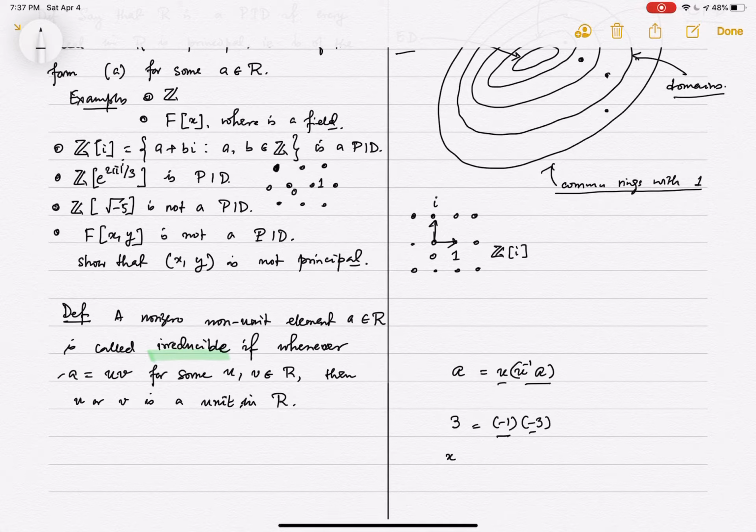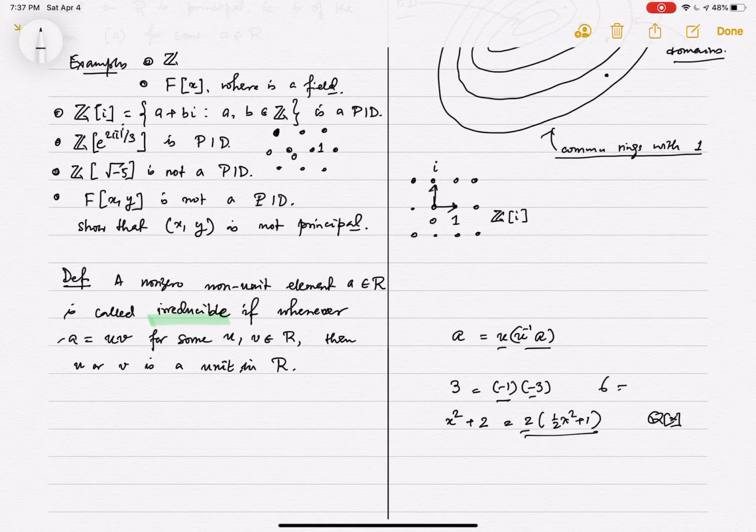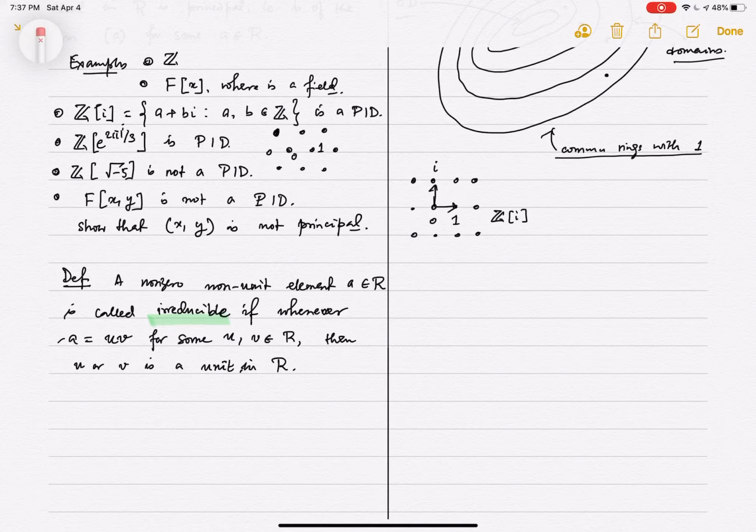Or if I want you to factorize x squared plus 2 in Q[x], you cannot tell me that it is 2 times (half x squared plus 1). You just pulled out a unit. So these are not proper factorizations, right? Proper factorization means into non-units. So we are saying that something is irreducible if it does not have a proper factorization into two non-unit elements. Good.